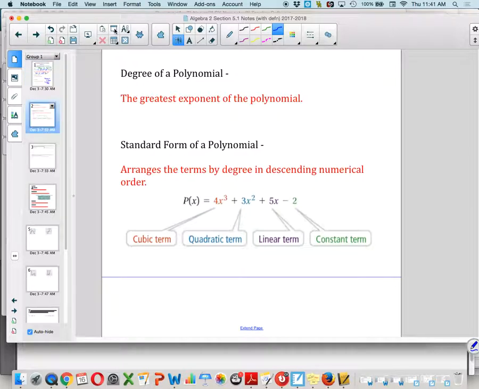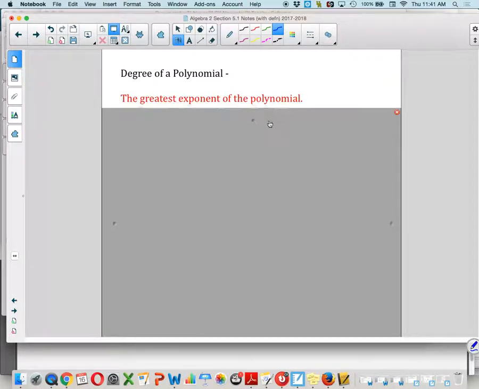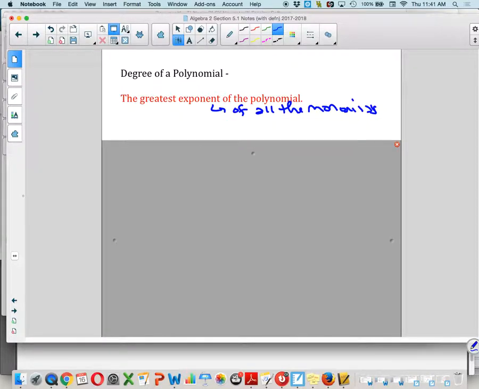On the next slide down below, a polynomial will also have a degree. The degree of a polynomial is defined as the greatest exponent of the polynomial. Another way to say that would be the greatest exponent of all the monomials. So, for example, when I have the polynomial 2x cubed plus 5x squared, the degree is the highest power on the variable, so in this case, 3.